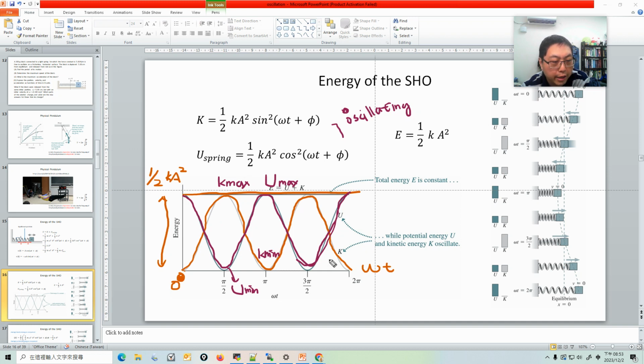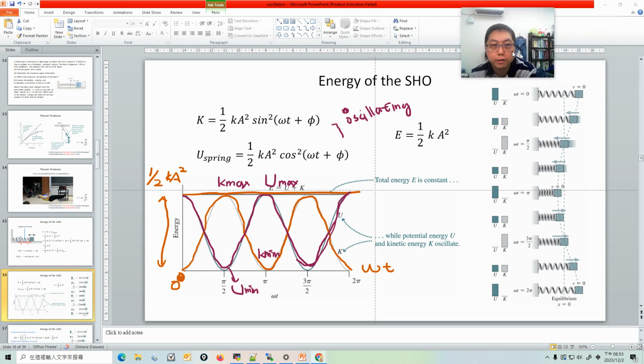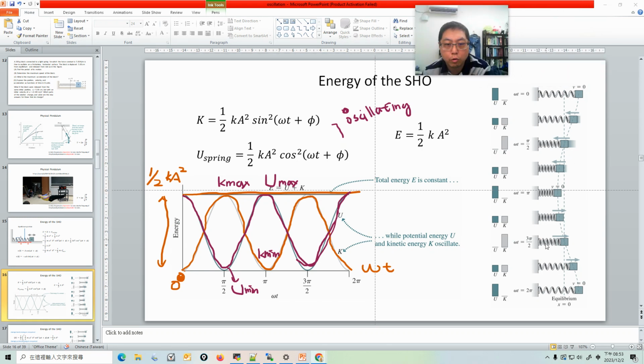This graph tells you the kinetic energy and potential energy interchange with each other. Okay, it's very interesting. That's why the textbook gives you this graph. You see the potential energy and the kinetic energy, they exchange. They interchange with each other during a simple harmonic oscillation.